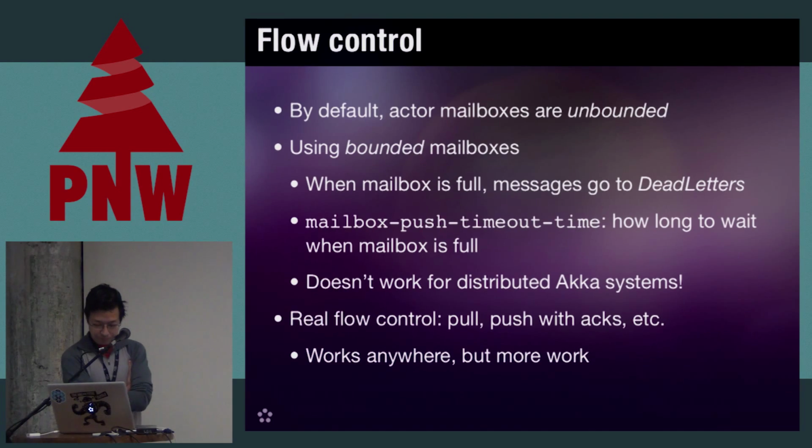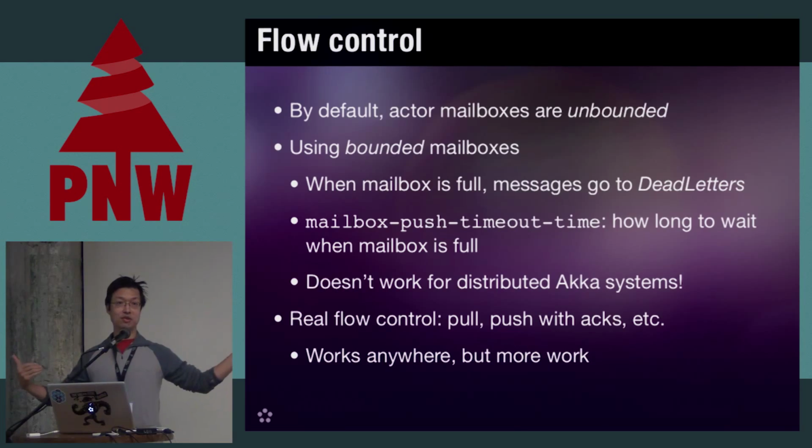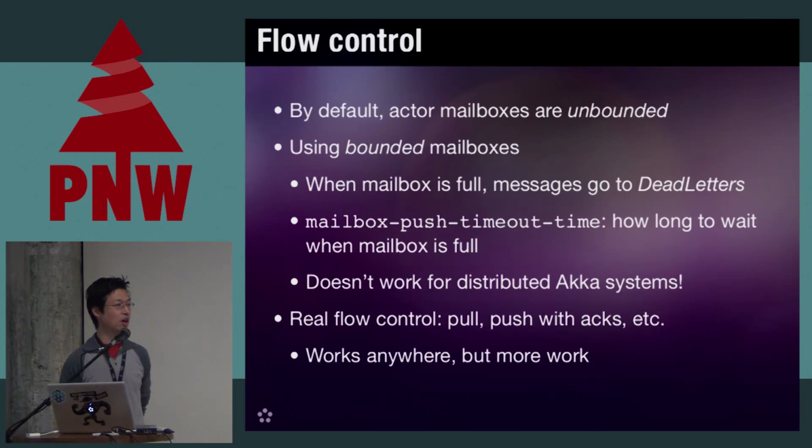Okay, flow control. By default, actor mailboxes are unbounded. That means I can easily write messages to an actor mailbox and run out of memory. If the actor you're sending to is very slow, you end up piling up more and more messages. So any serious Akka system needs to have some flow control mechanism. There are two strategies. The easiest one to implement is called the bounded mailbox, which is exactly what it sounds like.